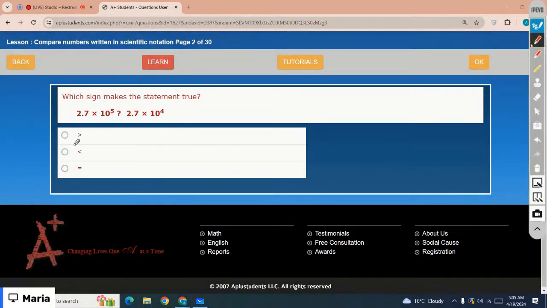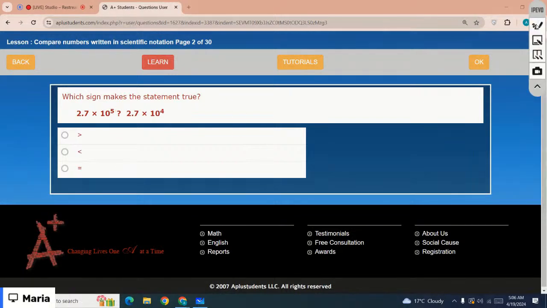Which sign makes the statement true? 2.7 times 10 exponent 5 and 2.7 times 10 exponent 4. Compare the exponents. 10 exponent 5 is greater than 10 exponent 4, right? So 2.7 times 10 exponent 5 is greater than 2.7 times 10 exponent 4, right? The correct option is greater. First thing you have to look for is the exponent, right?